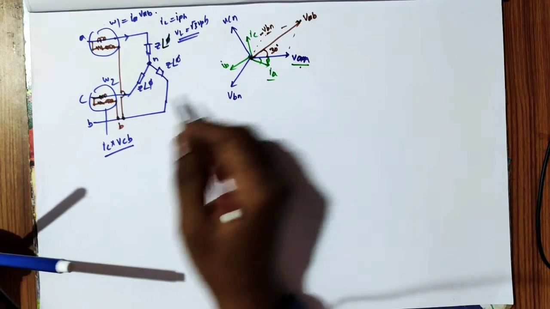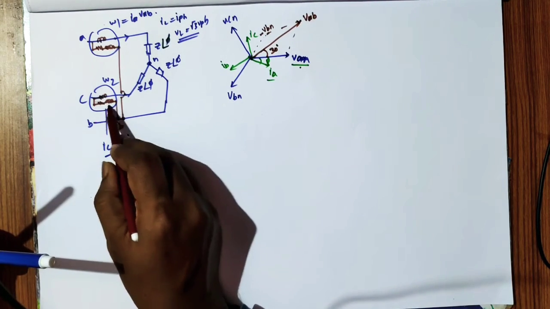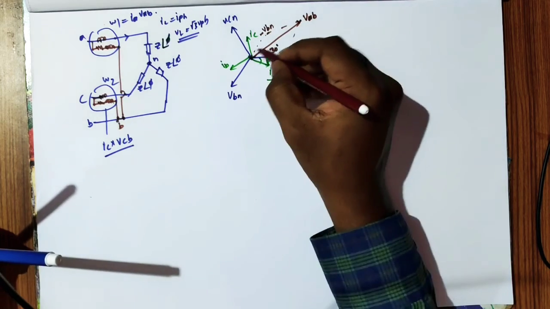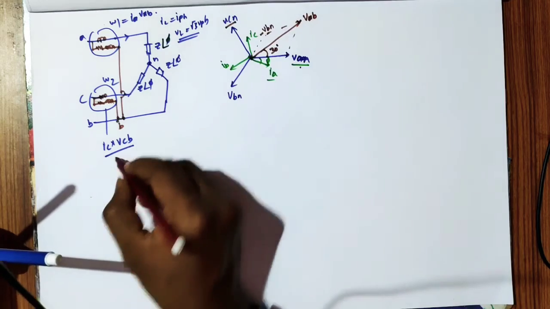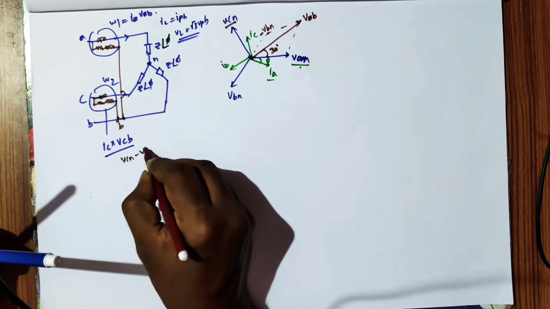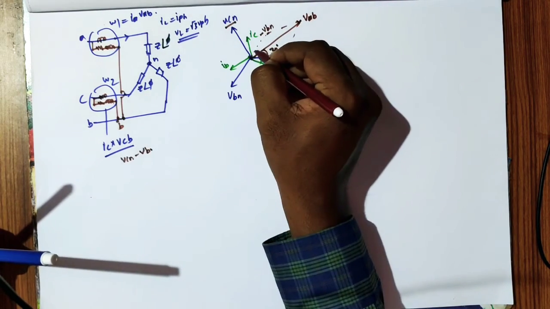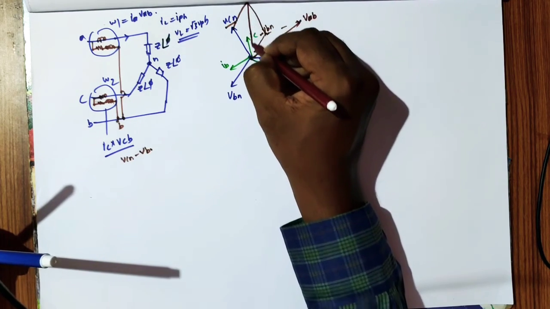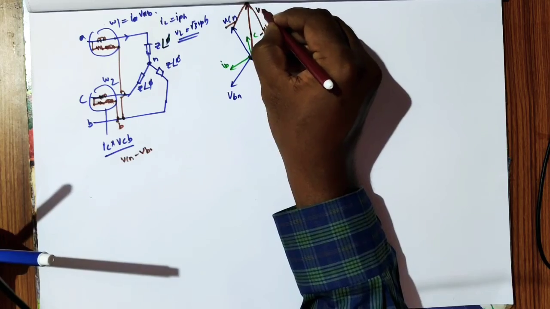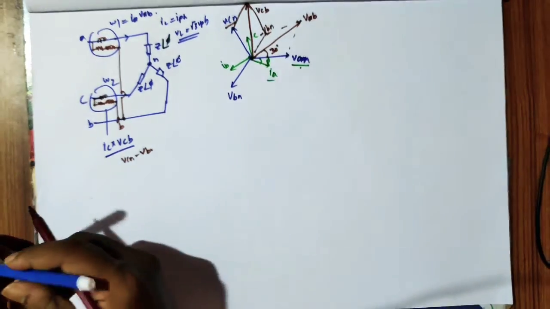Again, the other wattmeter is measuring VCB. So how will we obtain VCB? Similarly, VCB equals VCN minus VBN. So the resultant of these two is VCB.